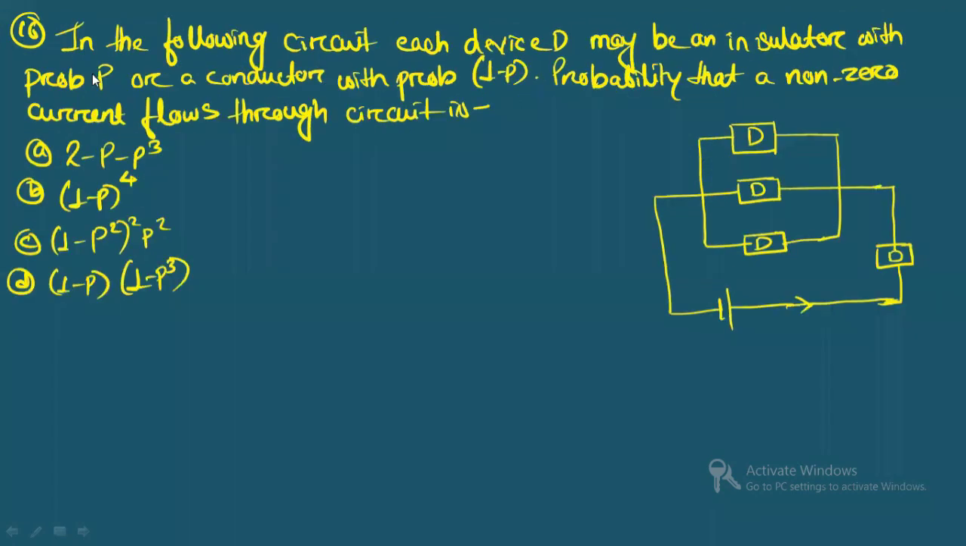So now here you see, it is said in the following circuit, each device D may be an insulator with probability P or a conductor with probability 1 minus P. Find the probability that a non-zero current flows through it. So you are having this circuit. Device D can be an insulator or a conductor. Probability for insulator is P, for conductor it is 1 minus P. For a non-zero current flow, you need the probability that this circuit will have a non-zero flow of current.